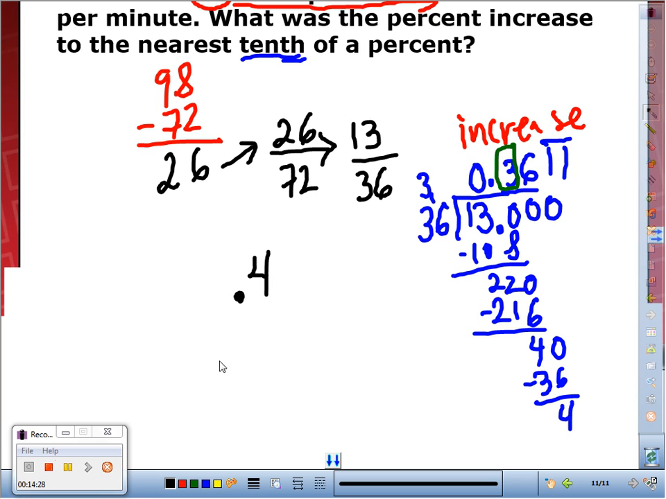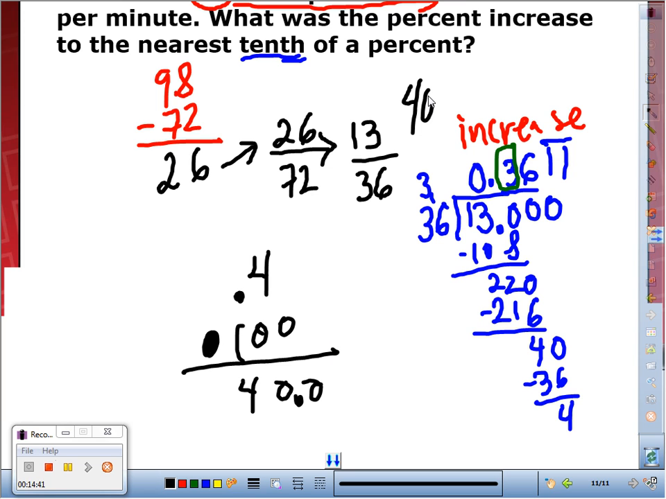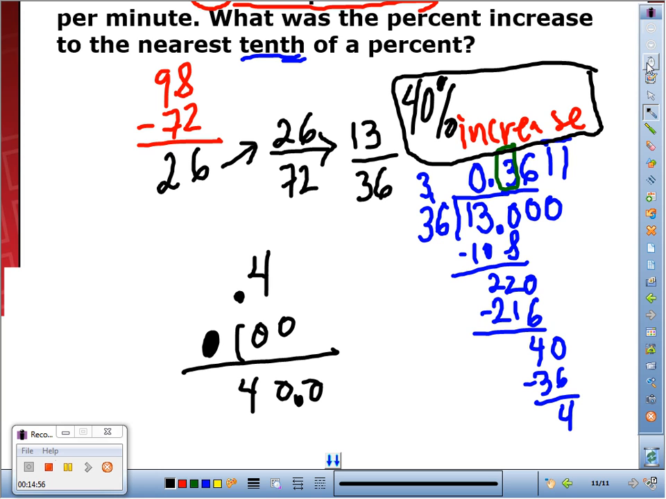So now let's find the percent. How do we do that, Isaac? Multiply times 100. That is 0, 0, 4, 1 decimal place. So what is my percent? 40. So this is 40% increase. So Jim's heart rate increased by 40%. Everybody got it? Any questions with these word problems? No? Okay.